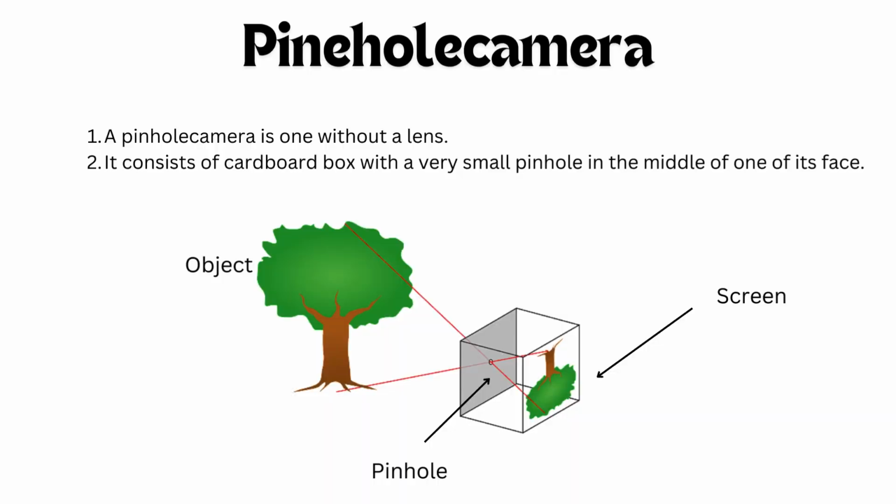Now, what is a pinhole camera? A pinhole camera is one without a lens. A pinhole camera simply consists of a cardboard box with a very small pinhole in the middle of one of its faces. As you see in the picture, a white screen is placed along the opposite face of the pinhole. The light goes through the pinhole and inverts the image you are looking at and projects it onto the transparent screen. So, in this way, the image is formed in the pinhole camera.